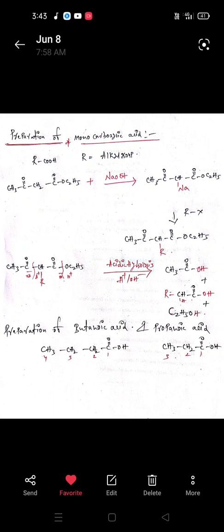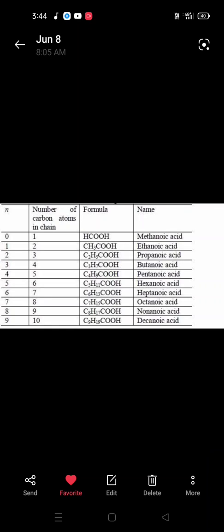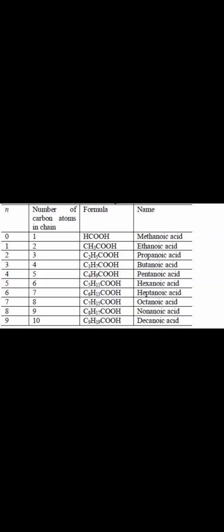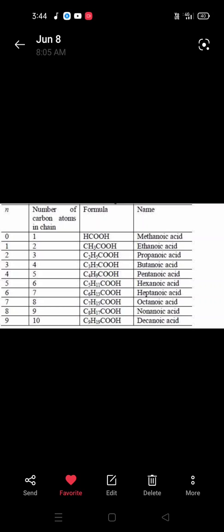So let's see what is happening. We can see these are the homologation series of carboxylic acid. Methanoic acid has only one carbon, then ethanoic acid and propanoic acid. Butanoic acid has a 4-carbon chain. Pentanoic acid has a 5-carbon chain, hexanoic acid 6 carbons, heptanoic acid 7 carbons, octanoic acid 8 carbons, nonanoic acid 9 carbons, and decanoic acid 10 carbons. So these are the homologation series prepared from acetic acid.